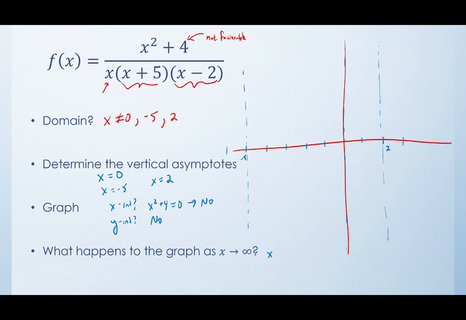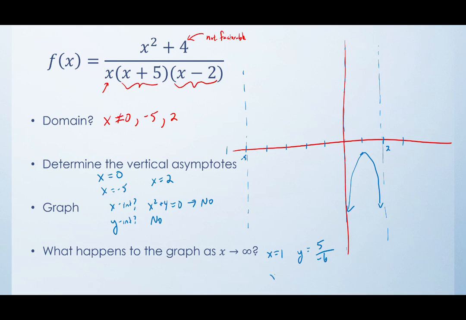We could plug in x equals 1. And we could say, okay, what are we going to get there? We're going to get 1 squared plus 4, that's 5, over 1 times 6 times -1. So it's going to be -5/6. So we're somewhere down here, and that tells us right away that our graph has to be doing this because we can't cross the x-axis and we can't cross the asymptotes, right?